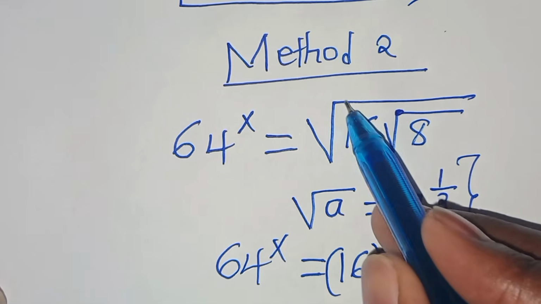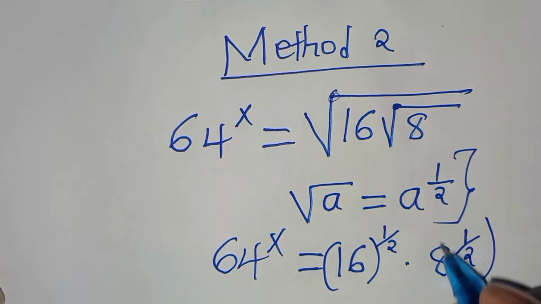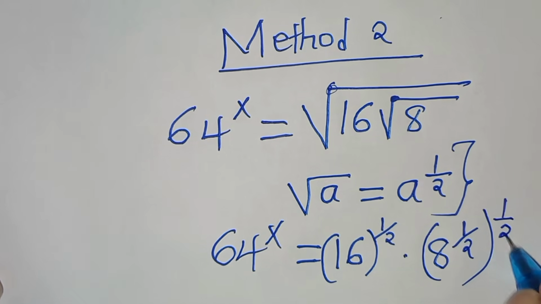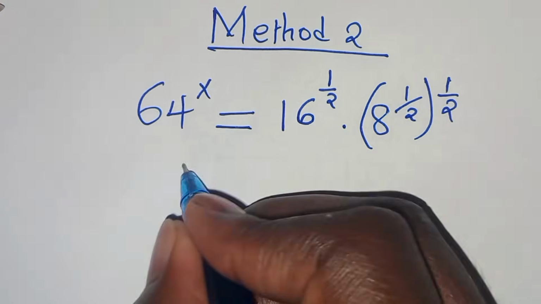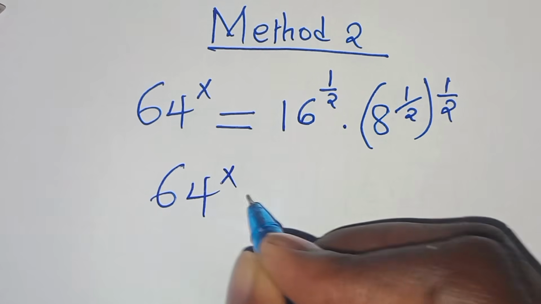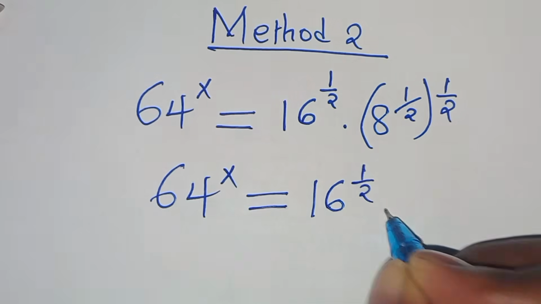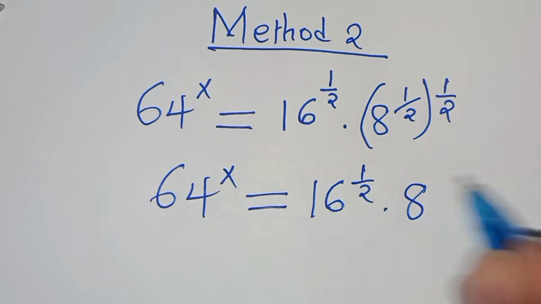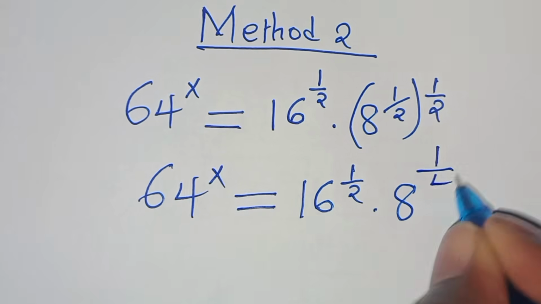We have 2 square root signs here. So this means that 8 is raised to the power of a half, and again raised to the power of a half. Now here we have 64 raised to the power of x equal to 16 raised to the power of a half, times 8 raised to the power of a half times a half here. This is 1/4.